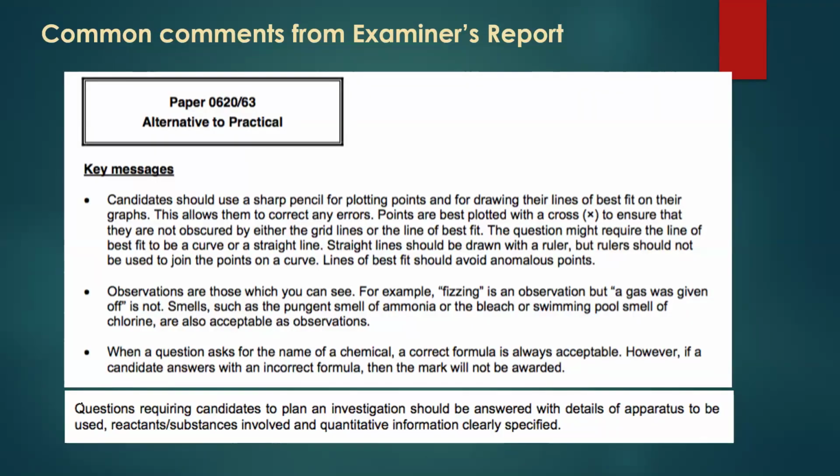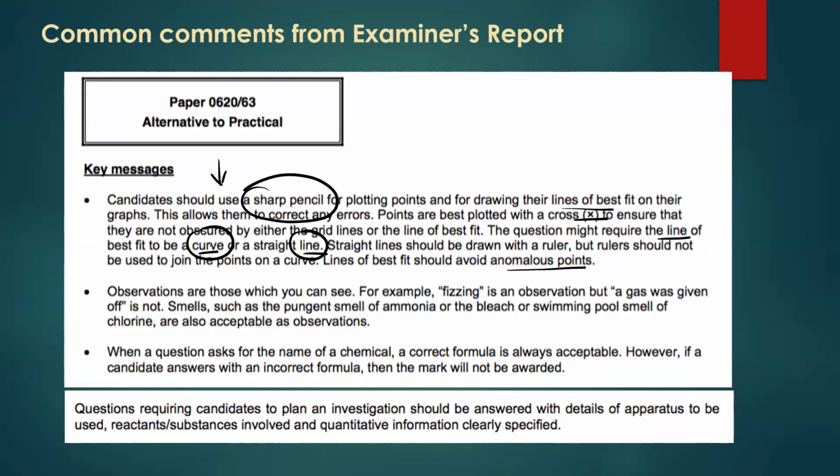Then you have some points from the examiner's point of view. Candidates should use a sharp pencil for plotting points and drawing their lines of best fit on their graphs. This allows them to correct any errors. Points are best plotted with a cross to ensure that they are not obscured by the grid lines. One of the main things is that the question might require the line of best fit to be a curve or a straight line. So a line of best fit can be a curve or a straight line according to the points. A straight line should be drawn with a ruler, but rulers should not be used to join the points on a curve. Lines of best fit should avoid anomalous points.